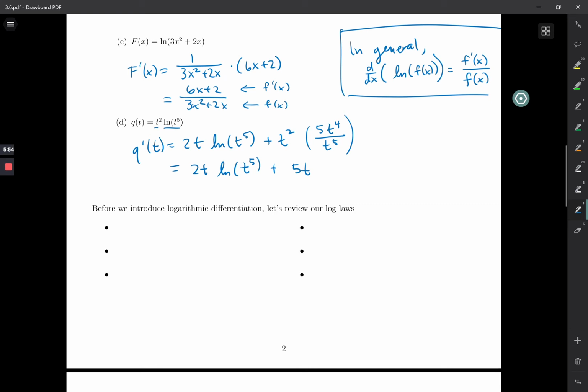review the log laws. If you're super comfortable with them, then you can skip this portion of the video, but we are going to be using these a lot in this section, so it's really good to just review this, right?